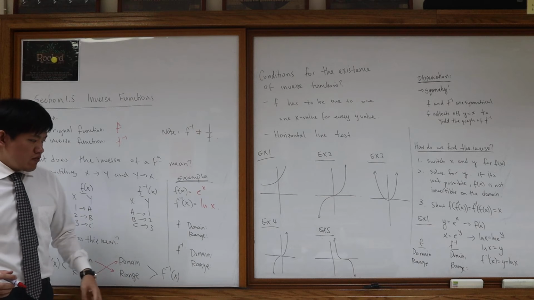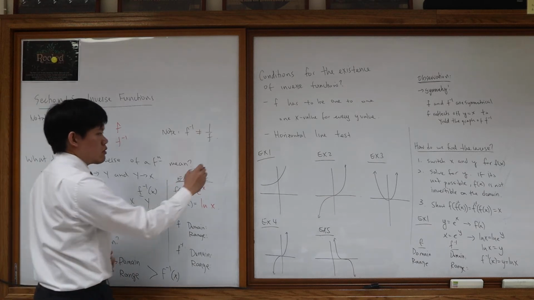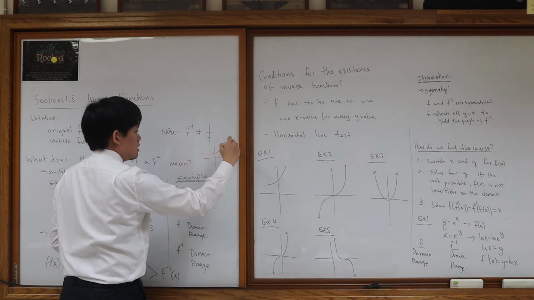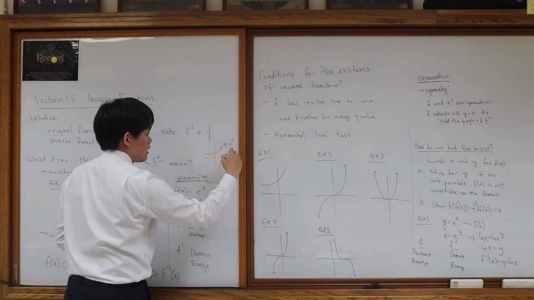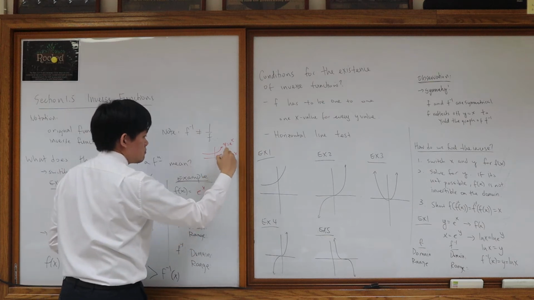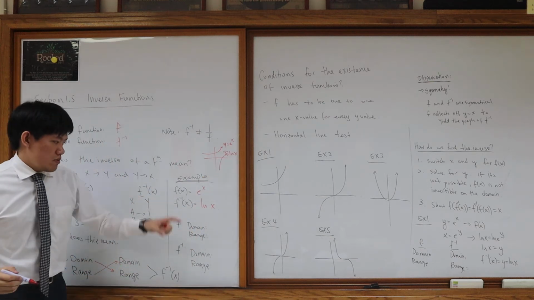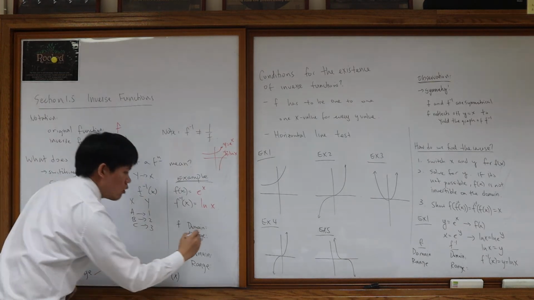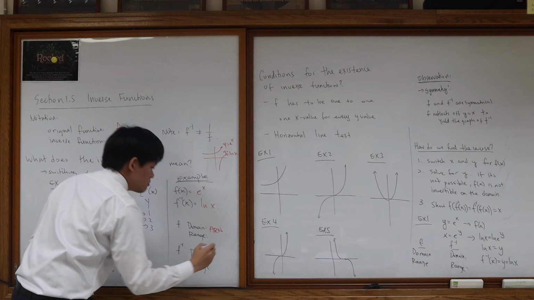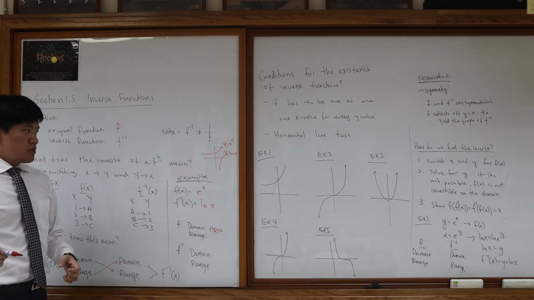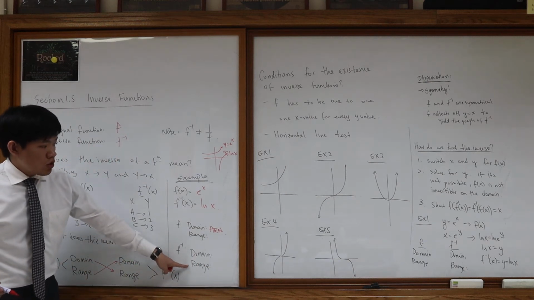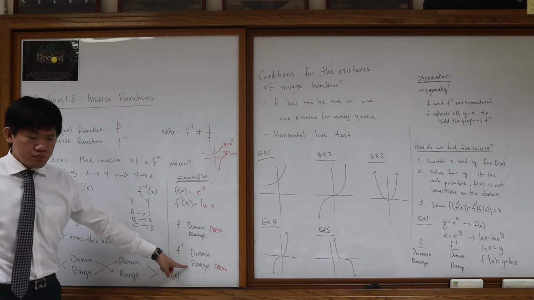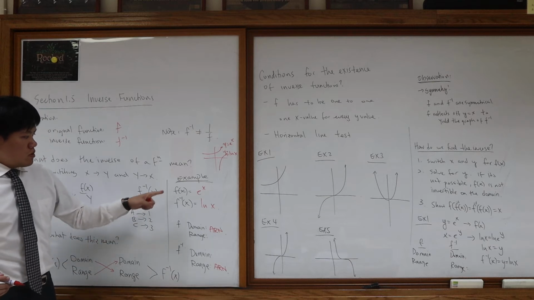For f of x, let's look at the graph. e to the x looks like this. This is y equals e to the x. And my ln of x looks like that. If you look at this diagram here, my domain of y equals e to the x is going to be all real numbers. Now, the next thing is the range.